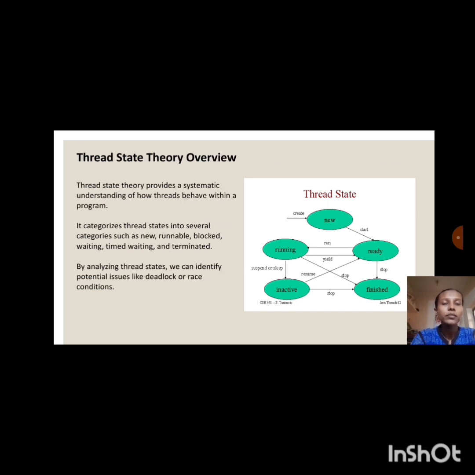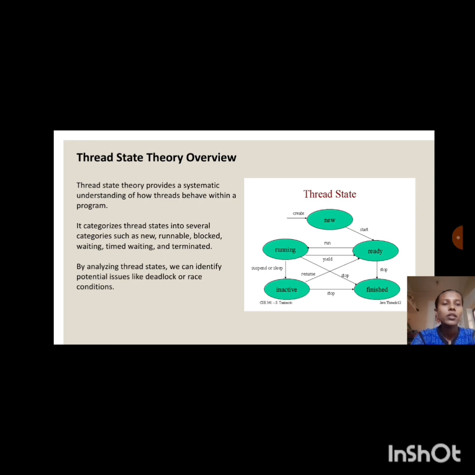Thread state theory overview. Thread state theory provides a systematic understanding of how threads behave within a program. It characterizes thread state into several categories such as new, runnable, blocked, waiting, timed waiting, and terminated. By analyzing thread state, we can identify potential issues like deadlock or race condition.